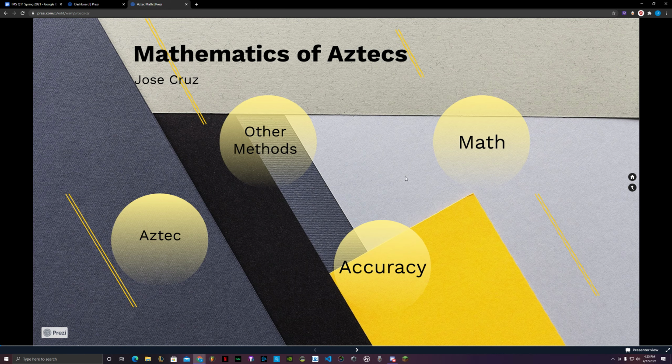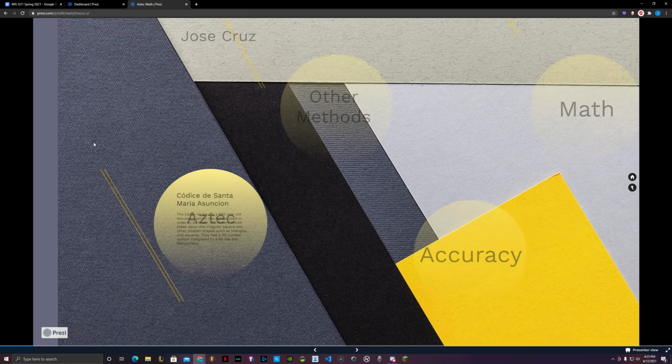Today I will be presenting the mathematics of the Aztecs. I chose the Aztecs because it's pretty interesting and they're also like my ancestors, so where they came from. Their math is pretty complex compared to what we've been learning.